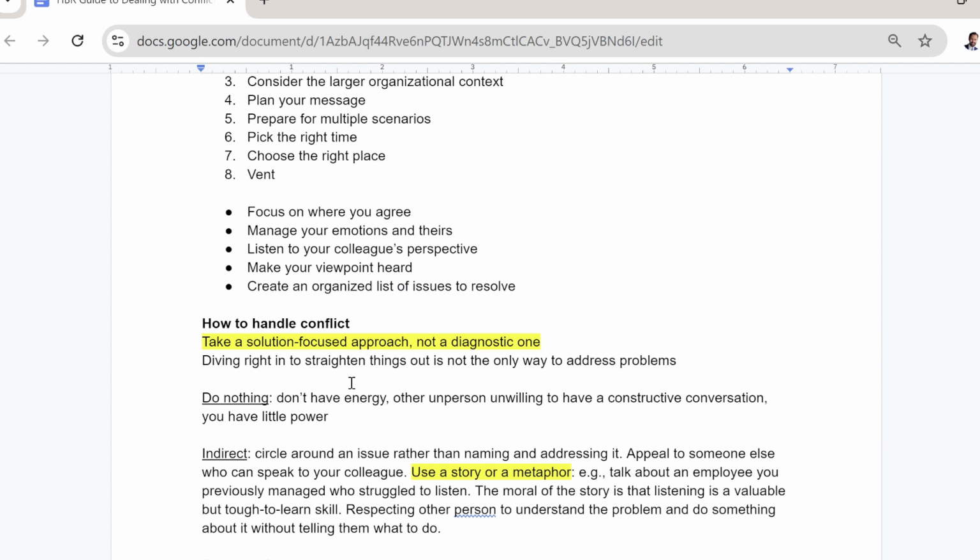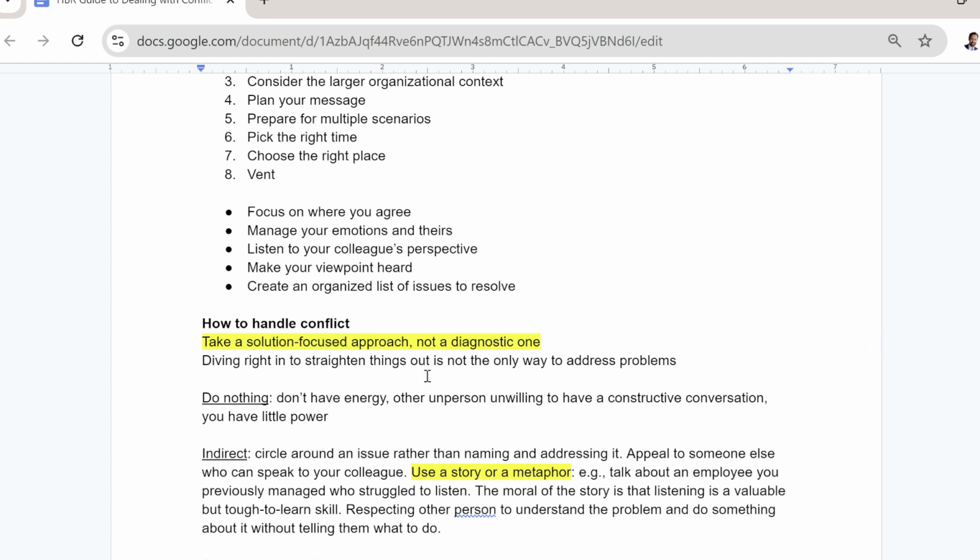How to handle conflict. Take a solution-focused approach, not a diagnostic one. The goal here is to come to a solution. It's not necessarily to figure out what went wrong or why we keep clashing, things like that. It's not about figuring it out. It's more about moving forward. And you're going to be much happier with yourself if you're focused on the solutions and the outcomes.